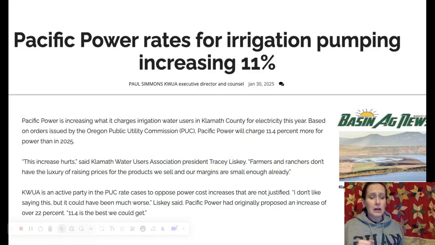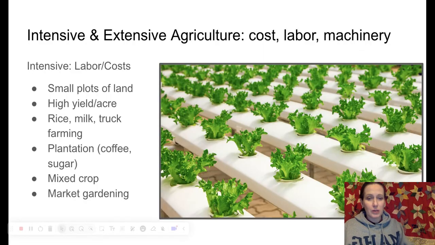Here's an example of irrigation costs being significant. So this is in the United States, and if the irrigation rates go up 11%, whatever crop it's irrigating, that's going to affect you when you go to ShopRite to buy those products. So lastly, we're going to talk about intensive or extensive agriculture.